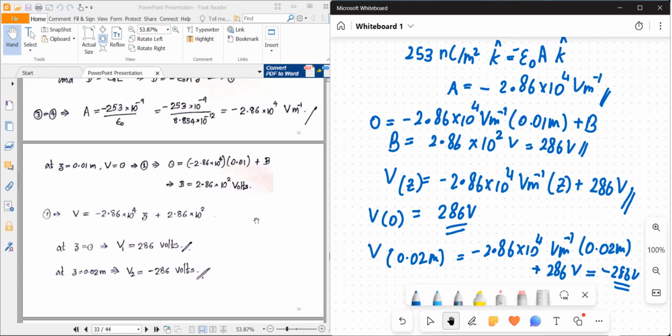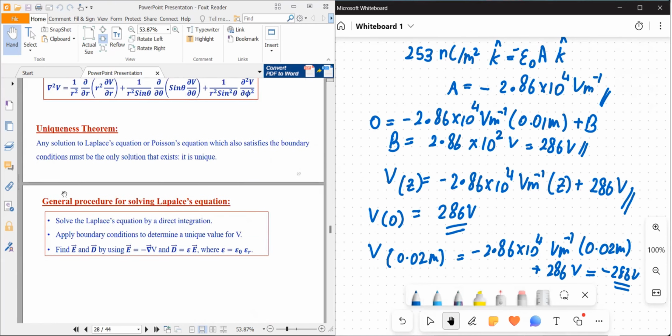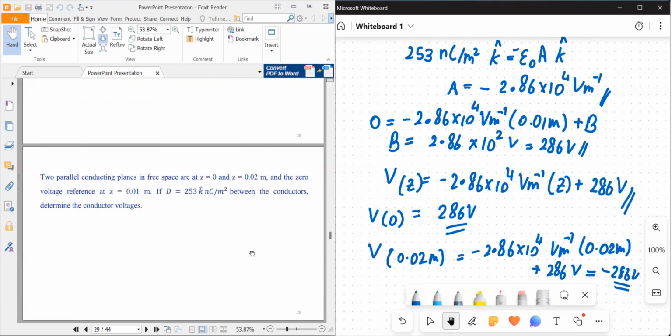Now, when we solved this question, we followed this general procedure. First, we solved the Laplace equation by direct integration. Then we applied the boundary conditions to determine the unique value of potential. And then also we used this electric potential and electric field relation, then the electric displacement field and electric field relation to calculate the required parameters. So any questions up to this point?